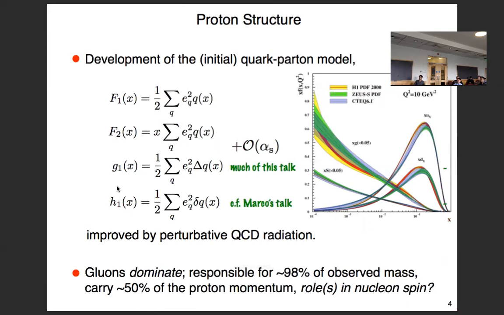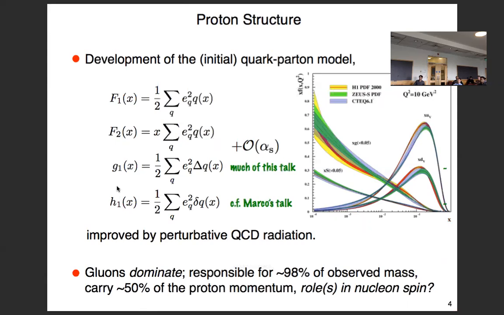The two maybe unusual structure functions: g1 is the helicity structure function, that's much of this talk. Then there's also a leading twist transversity structure function, and now that gluons are actually polarized, as we'll see, it becomes much more interesting, and I think that's much of the topic of Marco's talk next. And of course, there are higher twist structure functions as well, let's not go there.